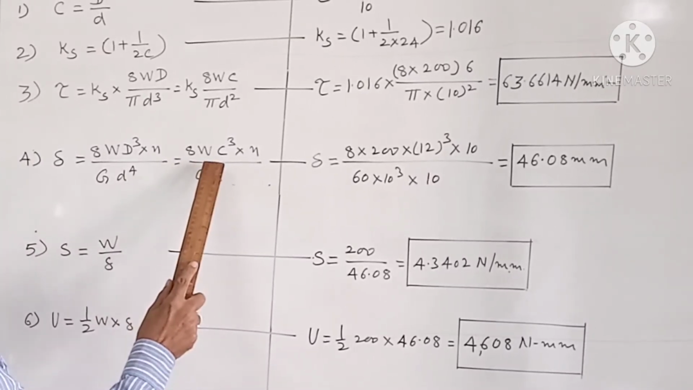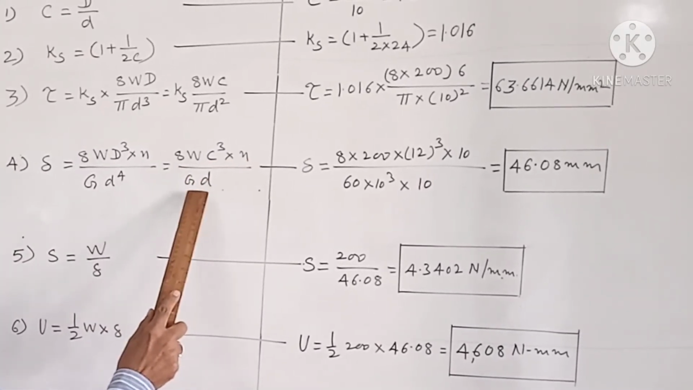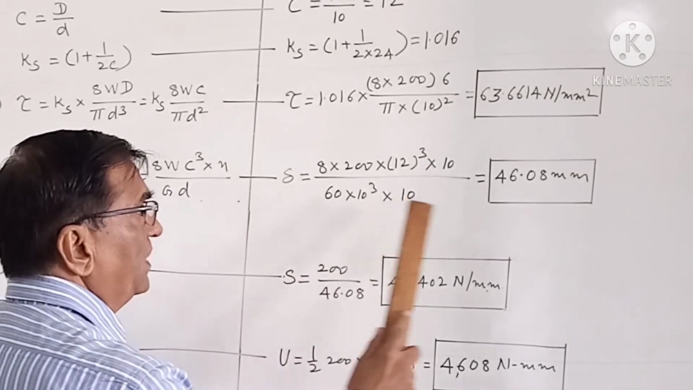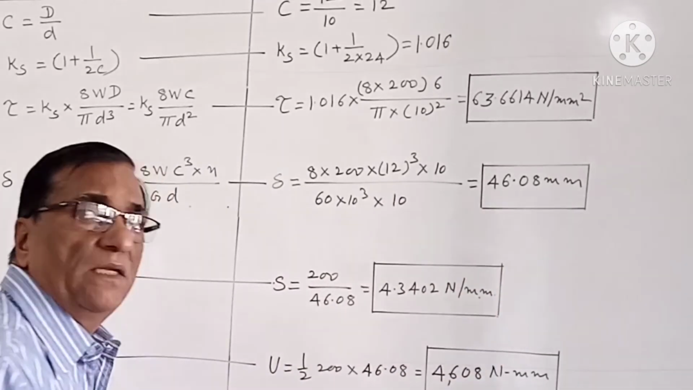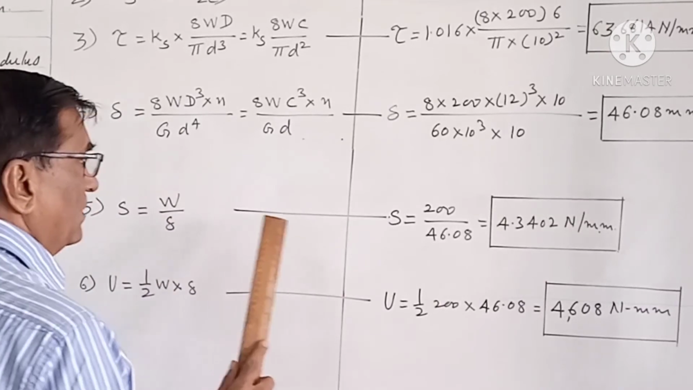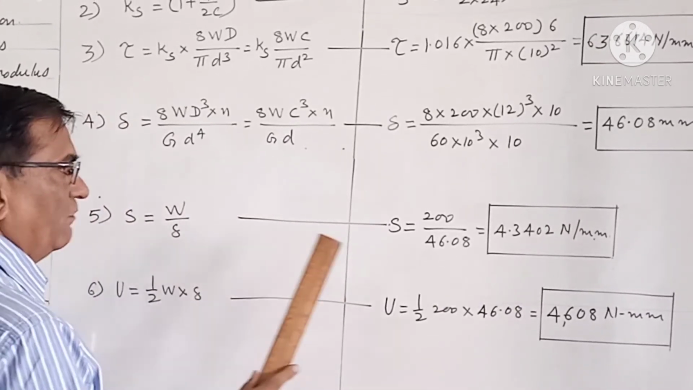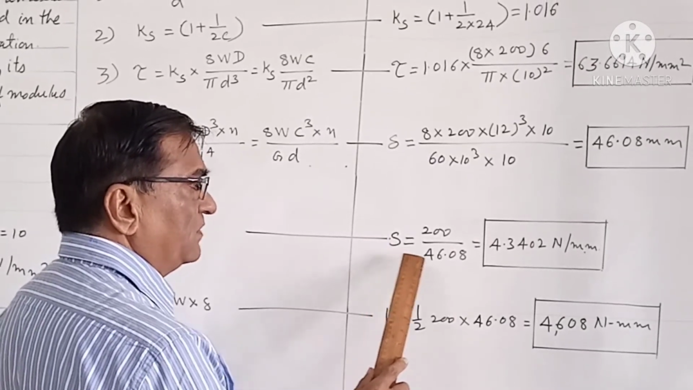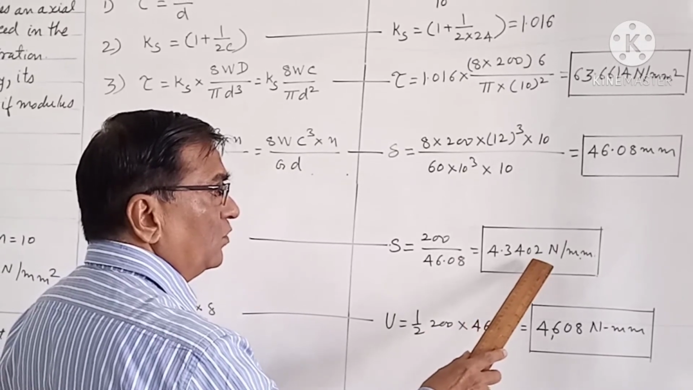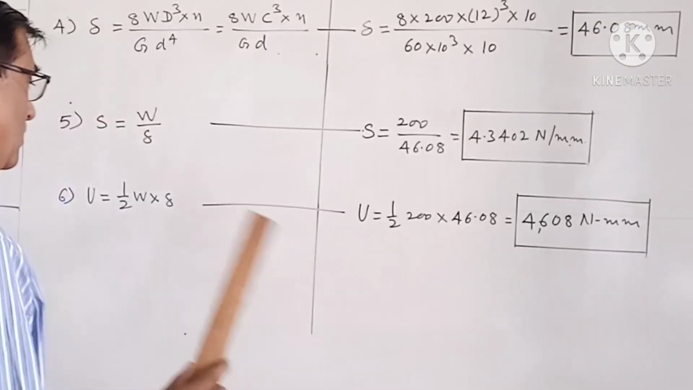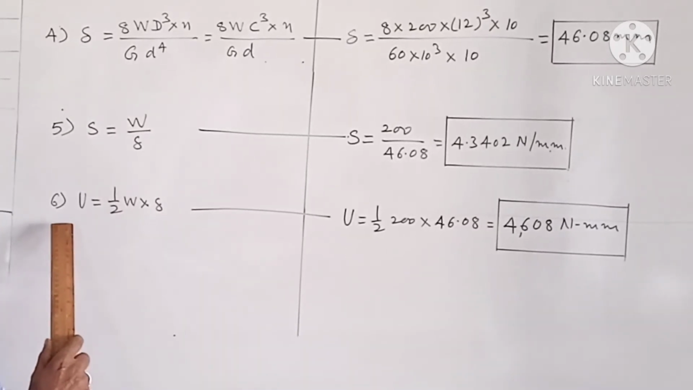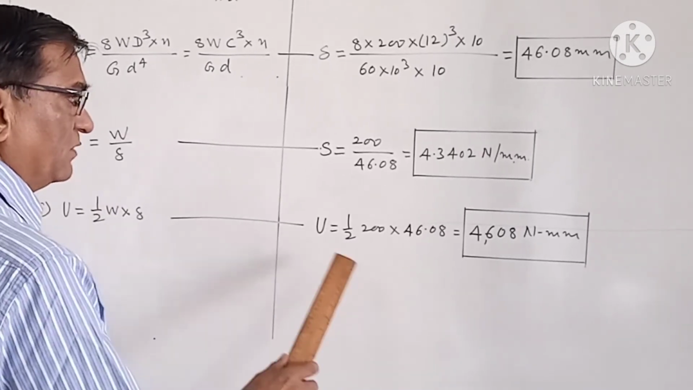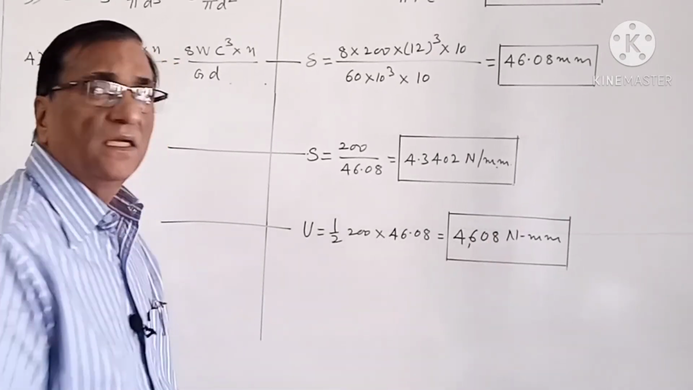Now this is the formula of deflection. Putting the value of W, C, N, G and d, we can calculate the value of deflection. The deflection comes out to be 46.08 millimeter. Now stiffness, putting the value of W and delta, we can calculate the value of stiffness. So the stiffness S comes out to be 4.3402 Newton per millimeter. Now strain energy can be calculated by this formula, putting the value of W and delta. So the strain energy U comes out to be 4608 Newton millimeter.